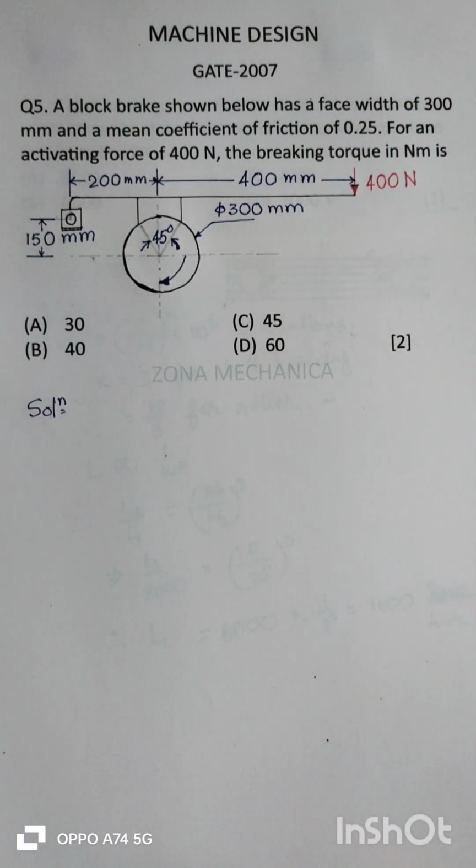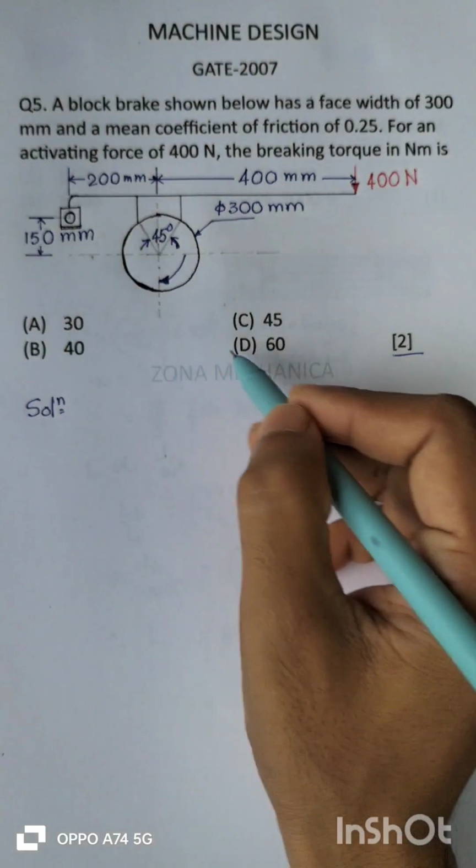There is an MCQ on block brake. The figure at the margin indicates the weightage of the question, that is 2 marks. A block brake shown below has a face width of 300 mm and a mean coefficient of friction of 0.25. For an activating force of 400 Newton, the braking torque in Newton meter is. There are 4 options given.